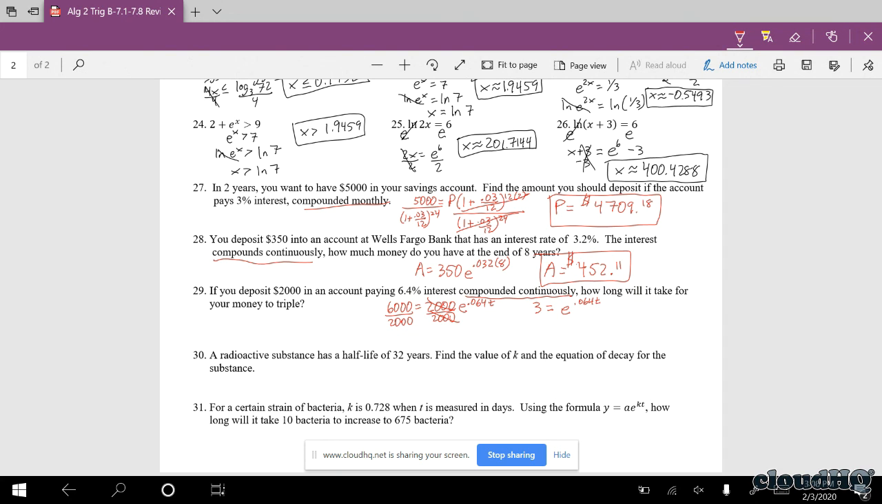Now we're going to ln both sides. So 0.064 t is equal to the natural log of 3. So then we have to divide by 0.064. Natural log of 3 divided by that, and we see that it's going to take about 17.2 years.